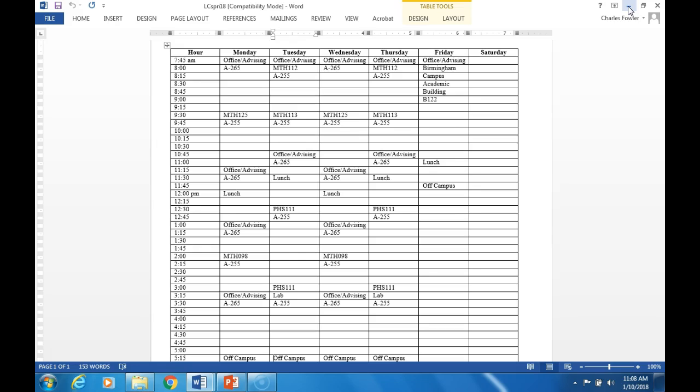Fridays I'm on the Birmingham campus, the academic building, B122, from 7:45 to 11:45. But most Fridays I'm there later than that. I don't usually eat a full lunch that day because I'm going to be going home soon, but I usually have some sort of snack or something. I usually start eating at about 11. Okay. Any questions on my locator card? Where I am, what I'm doing.